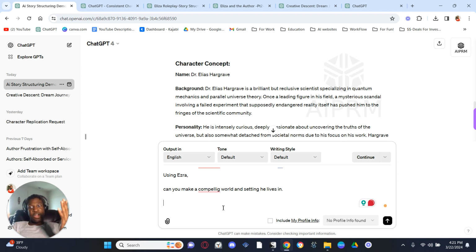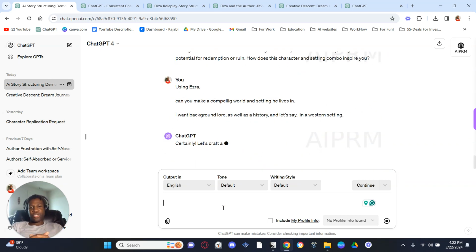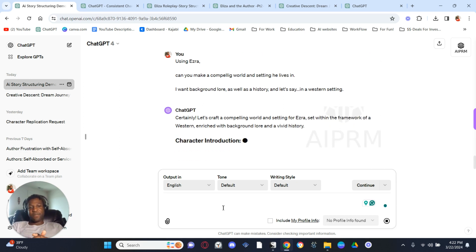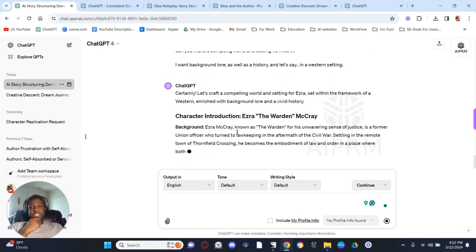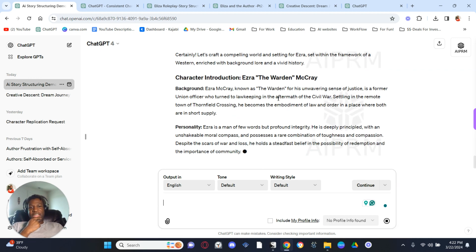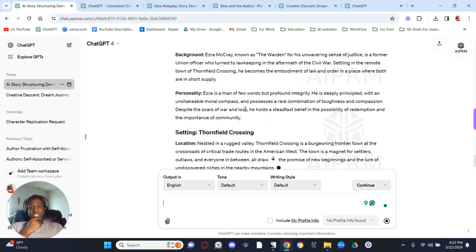Some of you may wonder how to make a setting and what the smaller things are. I want background, lore, as well as history. And let's talk about a genre: a Western setting. Okay, let's craft a compelling world for Ezra. So this is Ezra the Warden McRae. He's a warden.